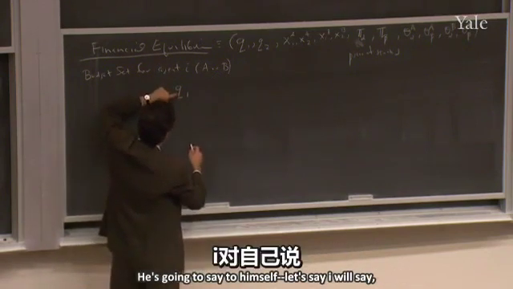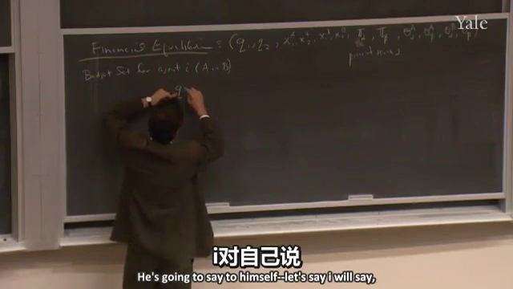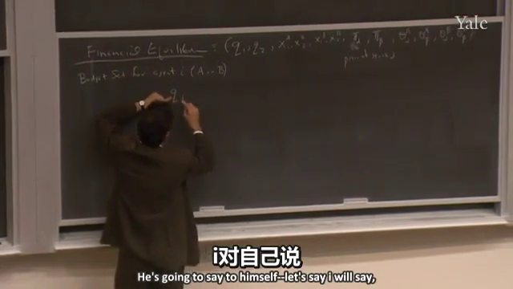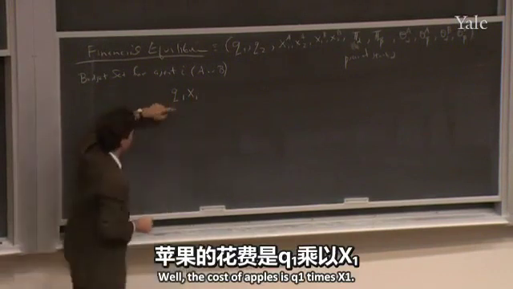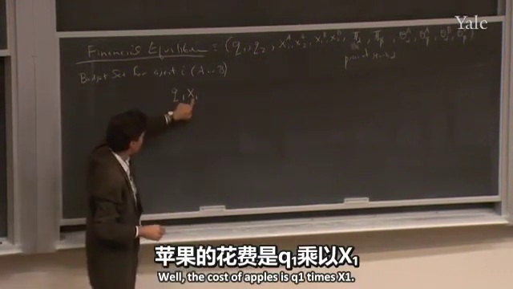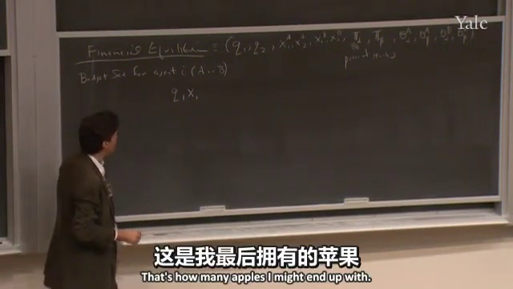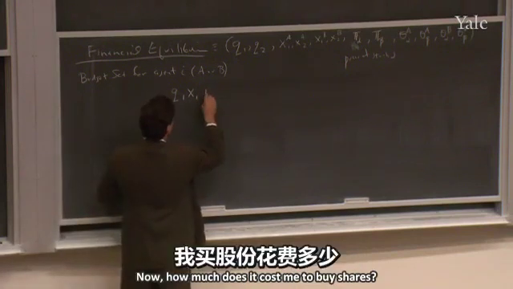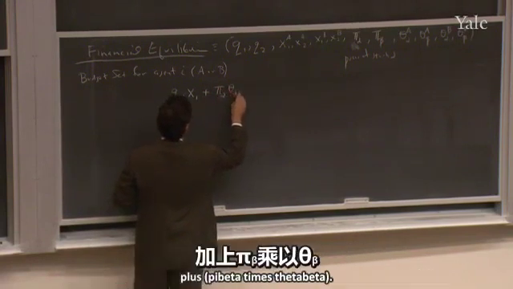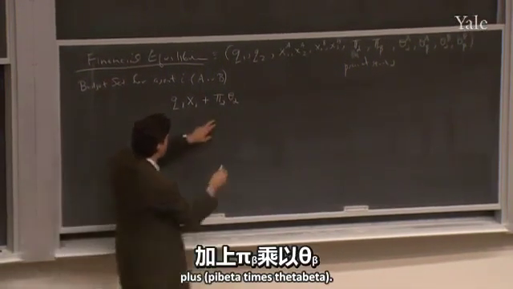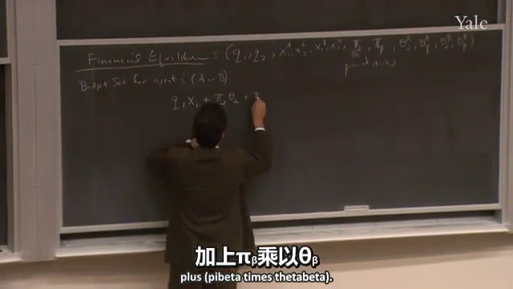He's going to say to himself, how much does it cost me to buy goods? Well, the cost of apples is Q1 times X1. That's how many apples I might end up with. Now, how much does it cost me to buy shares? It's going to be pi alpha times how many shares I end up with, theta alpha, plus pi beta times theta beta.